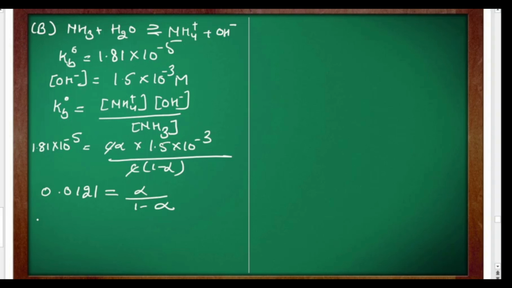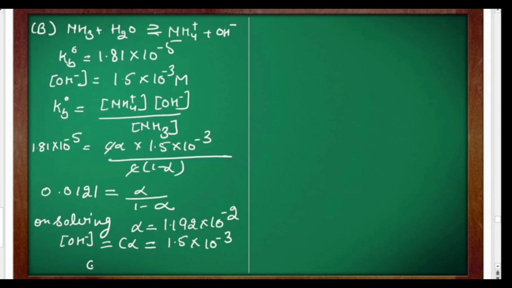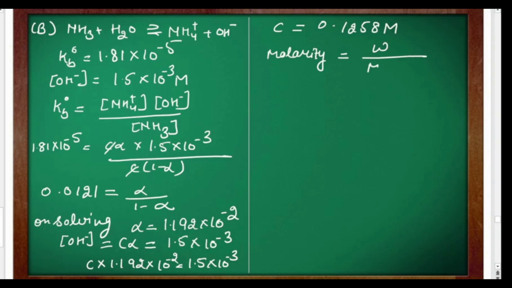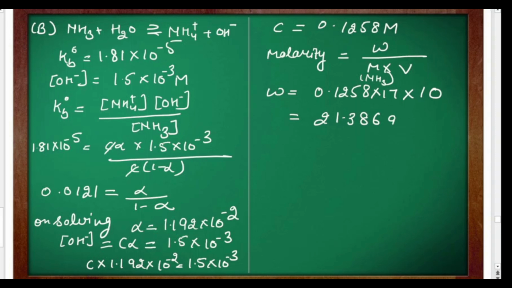On solving, alpha value comes out to be 0.01192. Hydroxide ion concentration is C alpha, which is equal to 1.5 multiplied by 10 raised to power minus 3. Now putting the value of alpha, concentration of ammonia is equal to 0.1258 molar. Now we know the value of molarity of ammonia, volume and molecular mass. After solving, mass of ammonia required is 21.386 gram.